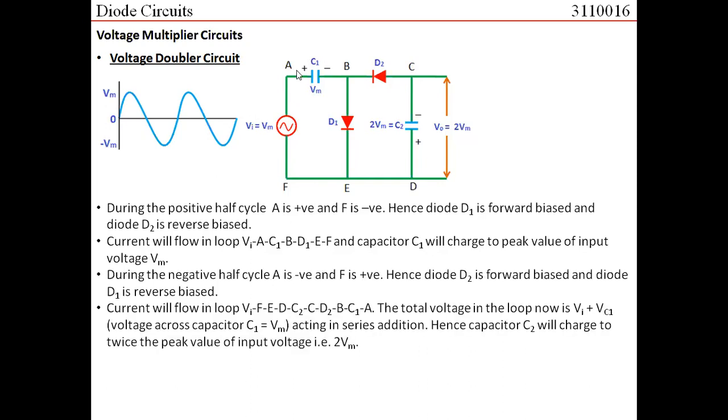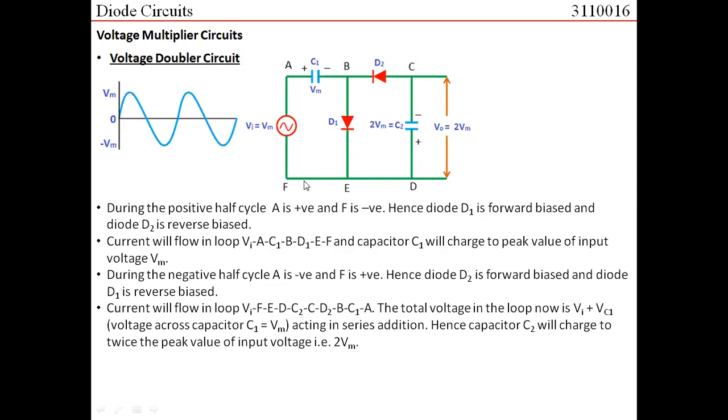During the negative half cycle, terminal A becomes negative and terminal F becomes positive. This would certainly make diode D1 to be in a reverse bias state, but it would bring diode D2 in a forward bias. Why? Because N terminal is connected with negative. This negative is supported by this capacitor voltage C1, right? So D2 would become forward bias.